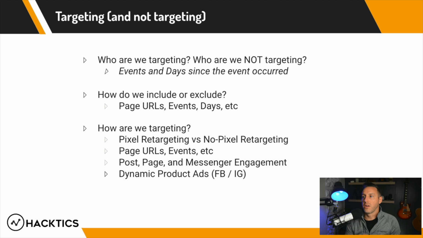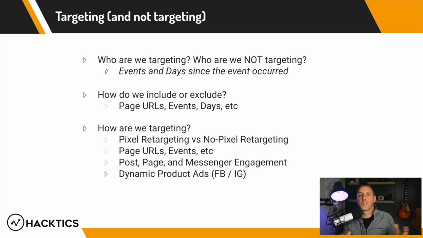So again, who are we targeting? Who are we not? Event and days since the event occurred. So how do we exclude people? Well, what you could do to exclude people is if they visited a specific page, if they have fired a specific event. Think of it this way. I use thank you pages on everything, and that's the example that we're going to use in this course. If they opt into a form, I'm going to show you a little bit later, if they hit that thank you page, that is how we are going to fire our event, and we will exclude anyone who has hit that thank you page.